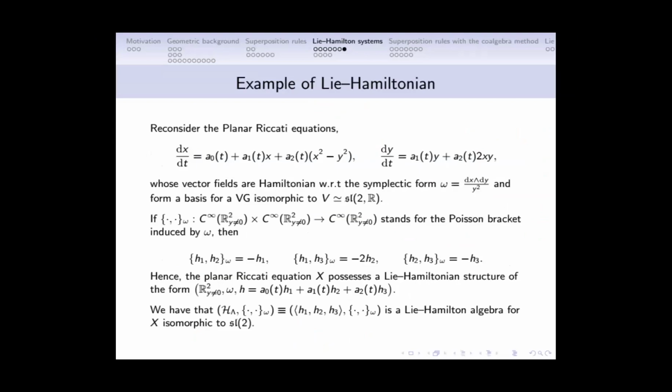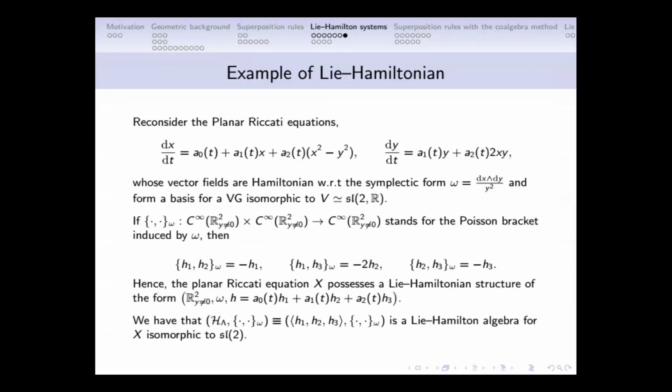So in the case of the planar Riccati equations that I was showing you, we saw that we have Hamiltonian functions. And furthermore, these Hamiltonian functions close a finite dimensional Lie algebra as well with respect to a Poisson bracket. So this is the minimal Lie algebra, what we call a Lie-Hamilton algebra for a Lie system, okay?